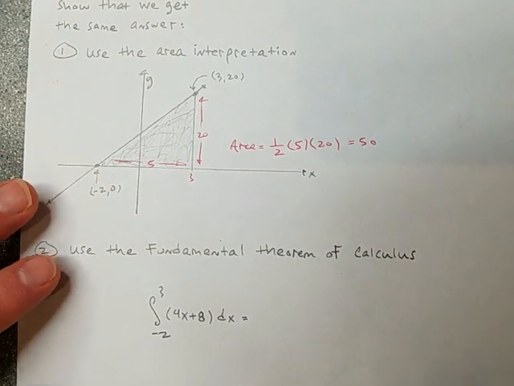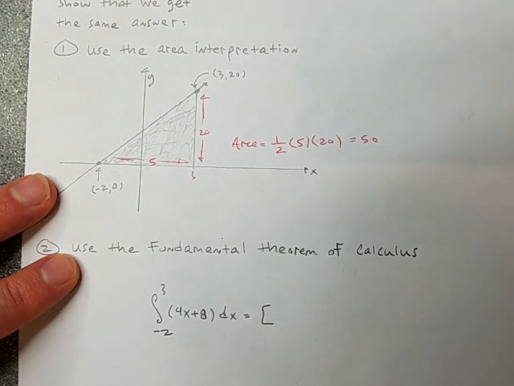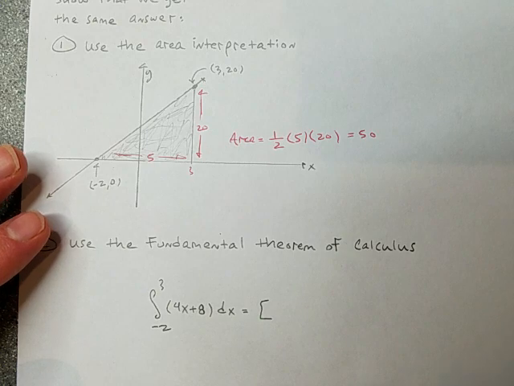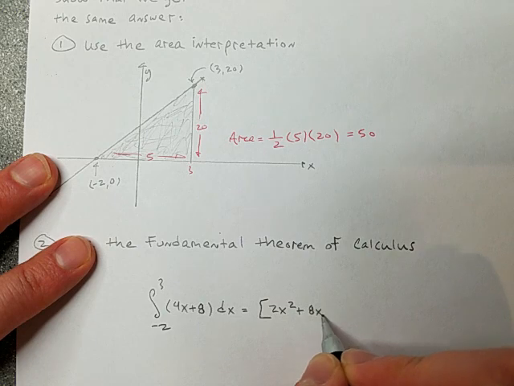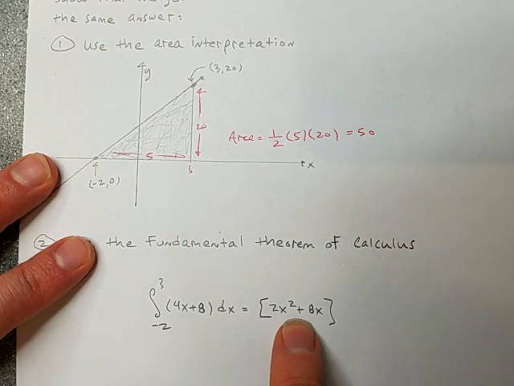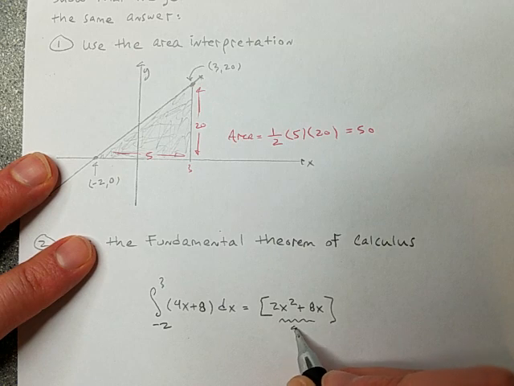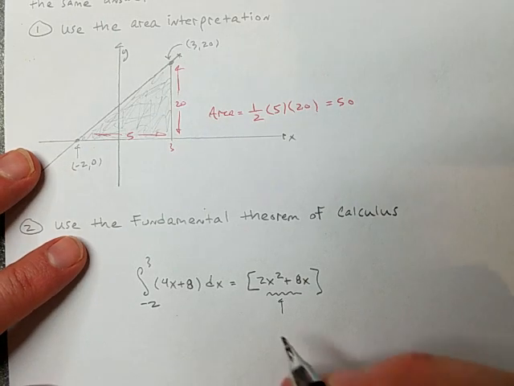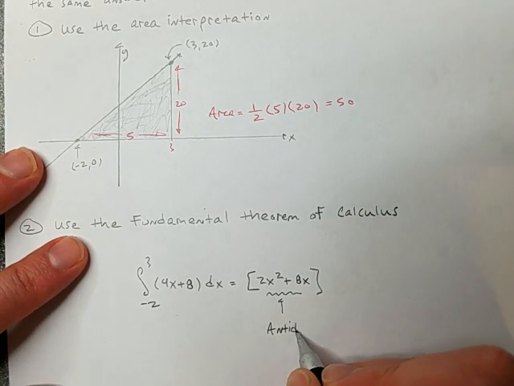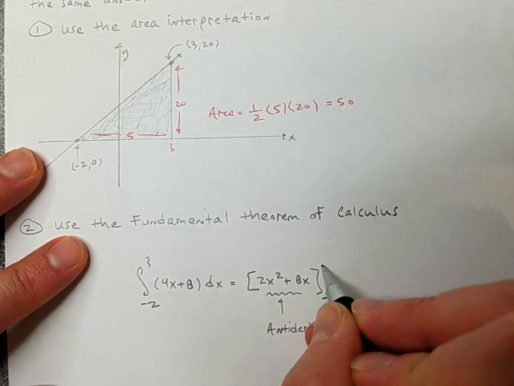What do you do? You find the antiderivative of this. How you do that has been covered in another video, but it's 2x squared plus 8x. That's the antiderivative of this. If you take the antiderivative of this, you get that. So an important feature of the fundamental theorem of calculus is that it relies on you being able to find the antiderivative. That's how it works. And then we put these bounds in.